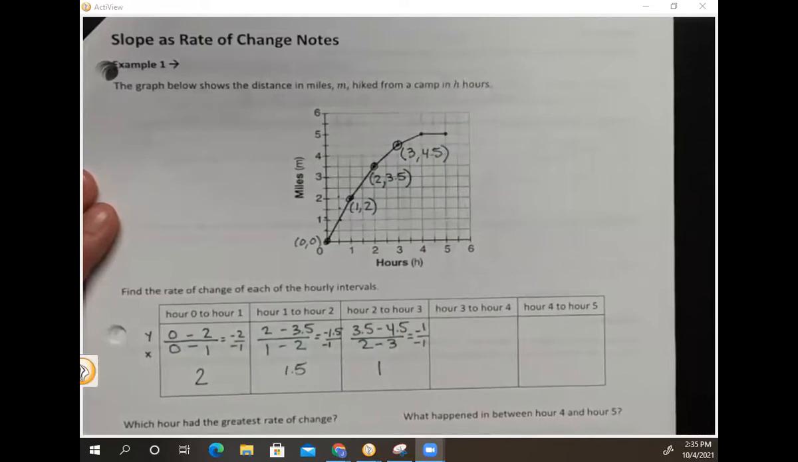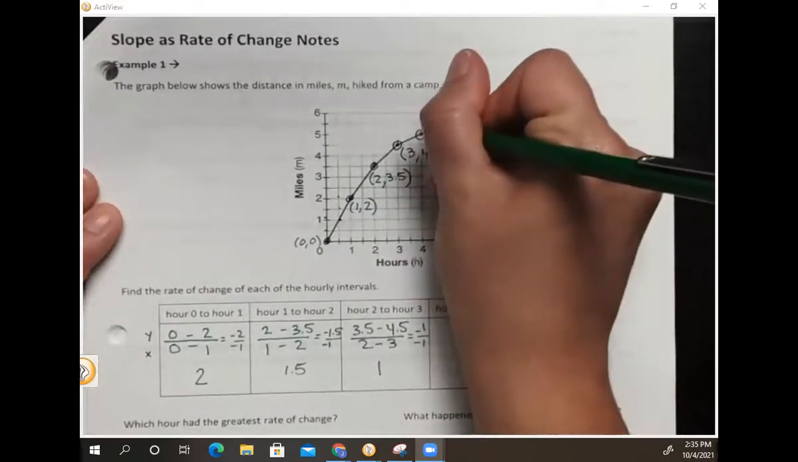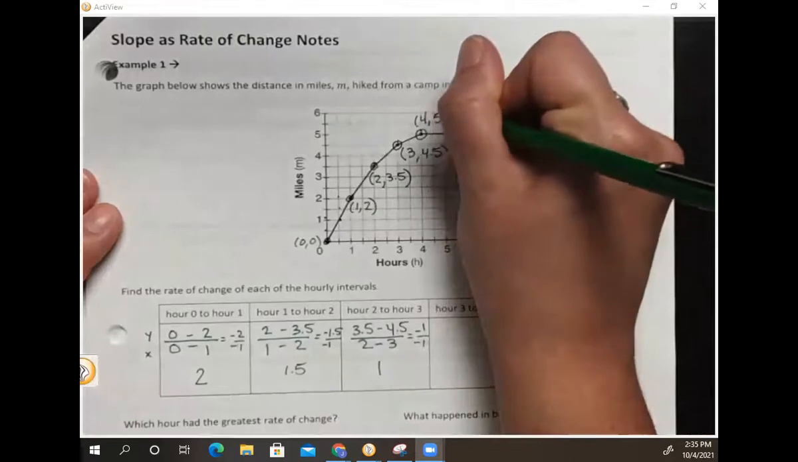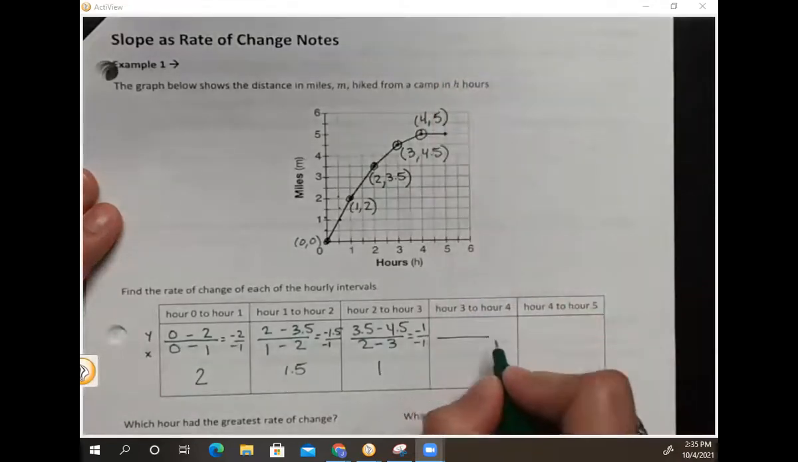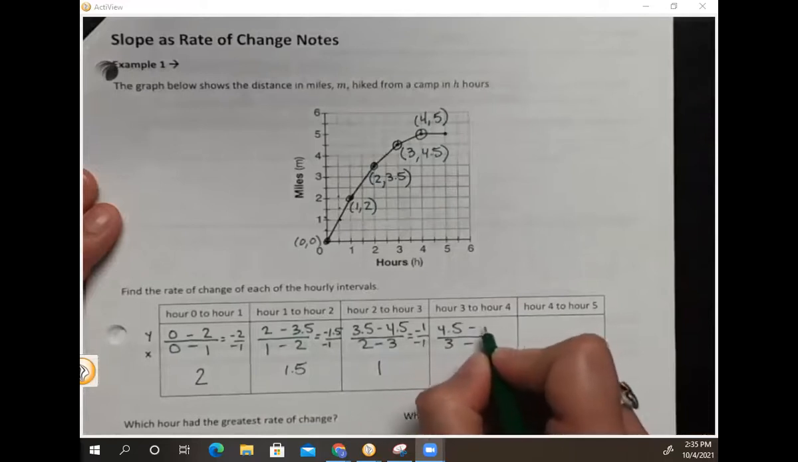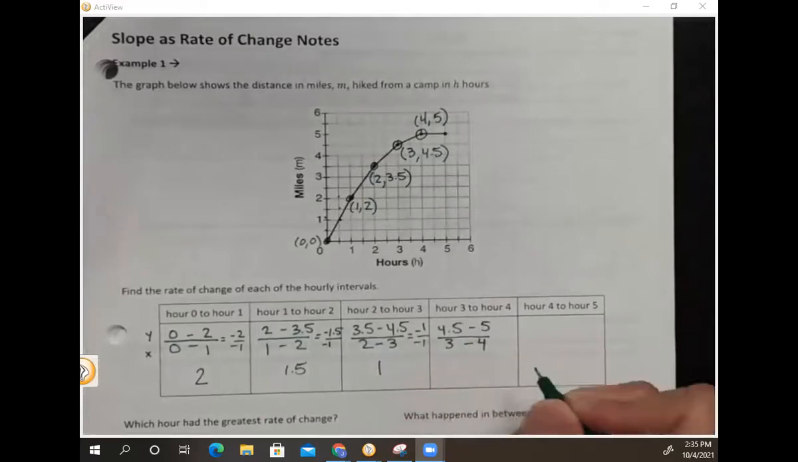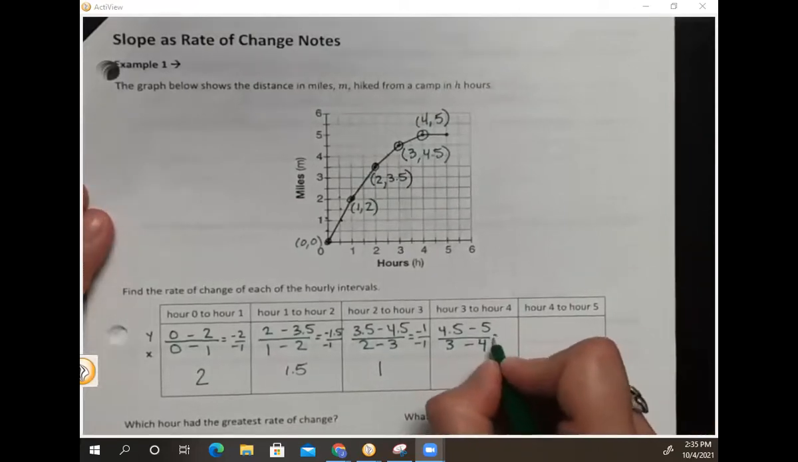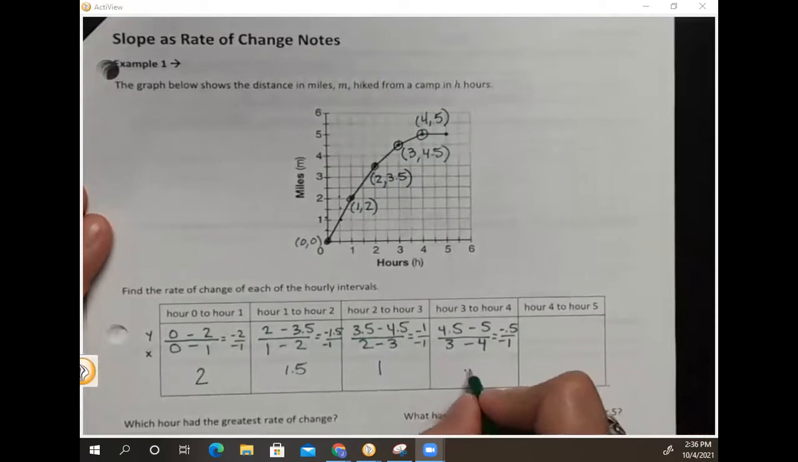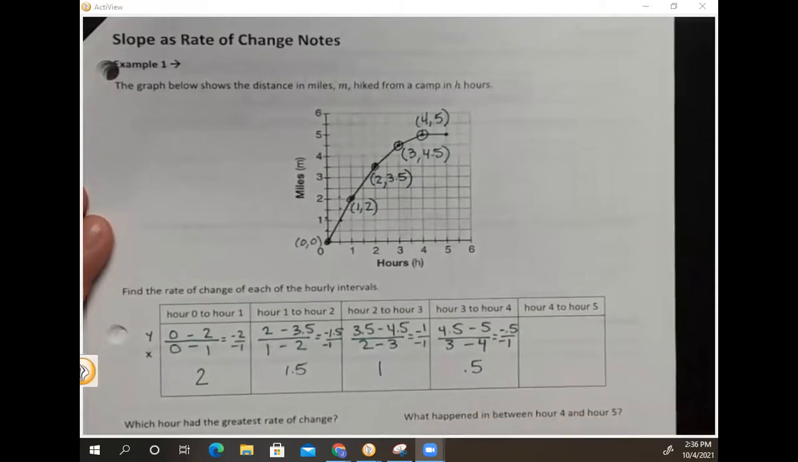Now hour 3 to hour 4, here's hour 3, here's hour 4, and the coordinates here would be 4, 5. So 4.5 over 3 minus 5 over 4. So we would get negative 0.5 over negative 1. Again, negative divided by negative is a positive, so we just get 0.5 here, or 1/2 if you like the fraction version better.